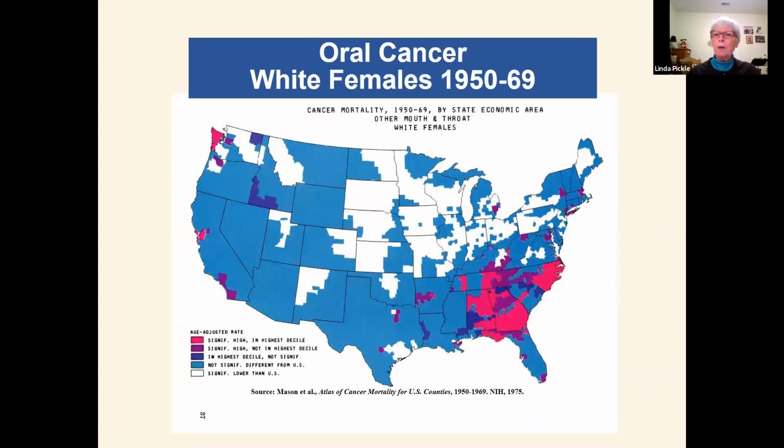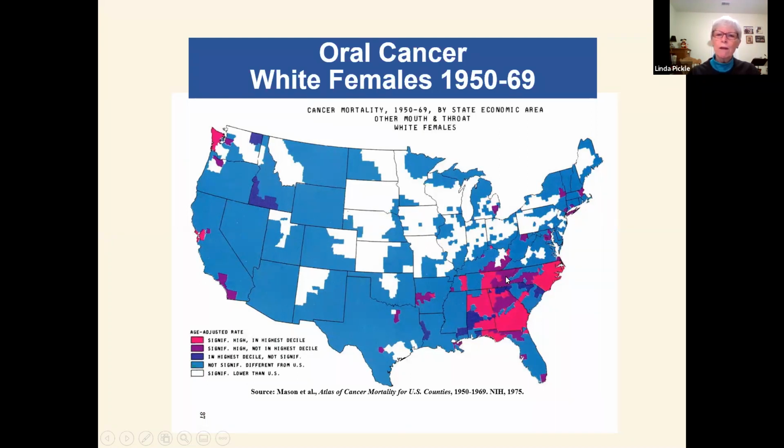Another important map coming from that first atlas was this oral cancer among white females. And you notice right away the colors have changed. That was a signal by the authors that they had changed the geographic unit. This is by state economic area, which is an aggregation of counties. The categorization of rates is exactly the same. The colors are different, but this bright red still means significantly high and in the highest decile.